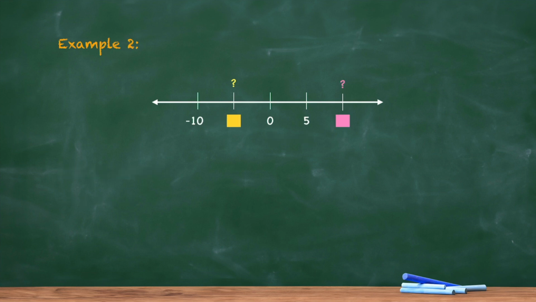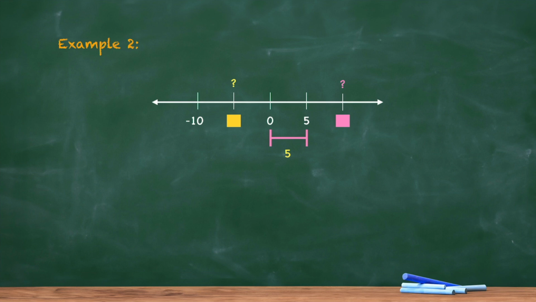Let's try another one. This time we have two missing values to find. We will use the same strategy. First, let's figure out the interval size. From 0 to 5 is one interval and the difference is 5. So each step here represents 5 units.